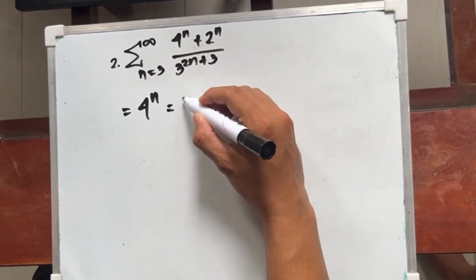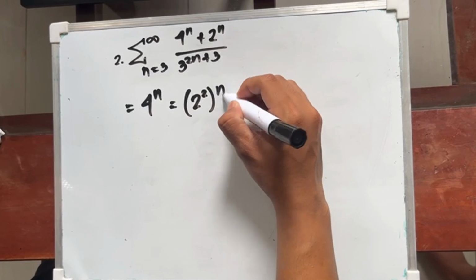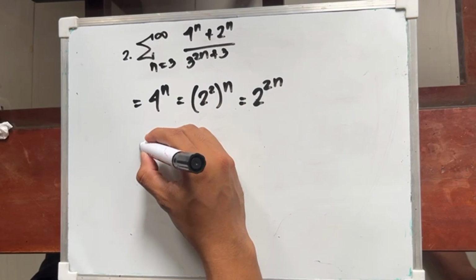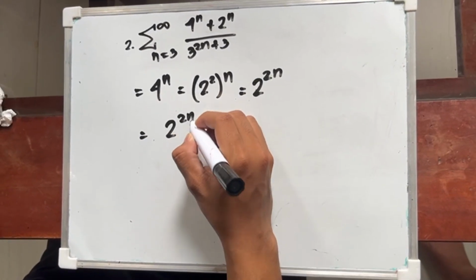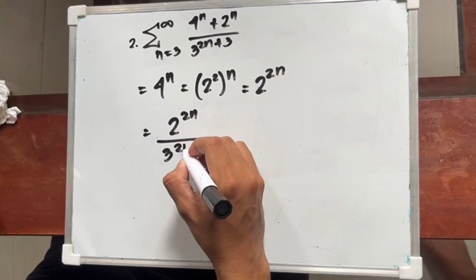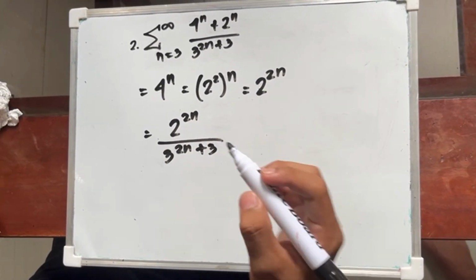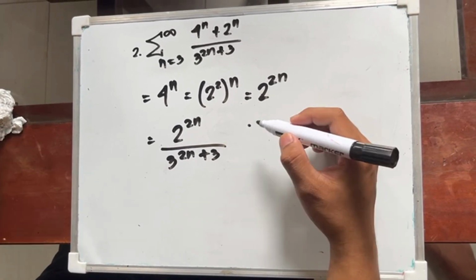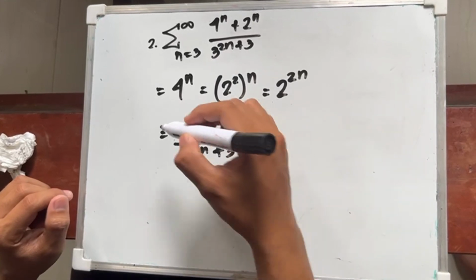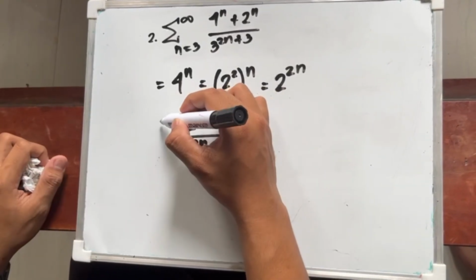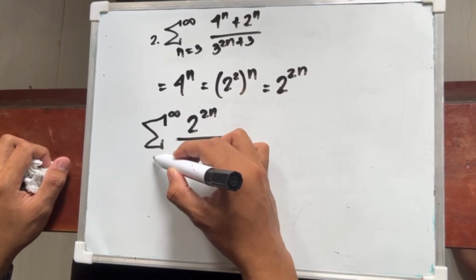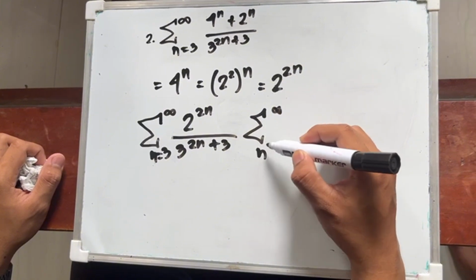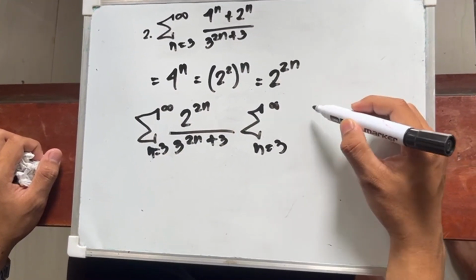4 raised to n is equivalent to 2 raised to 2 times n, 2 raised to 2n. So we can rewrite the general term as 2 raised to 2n over 3 raised to 2n plus 3. Now we can split this into two separate terms to make it easier to handle. Let's split the original sum into two series. Now we can treat each of these two series separately.